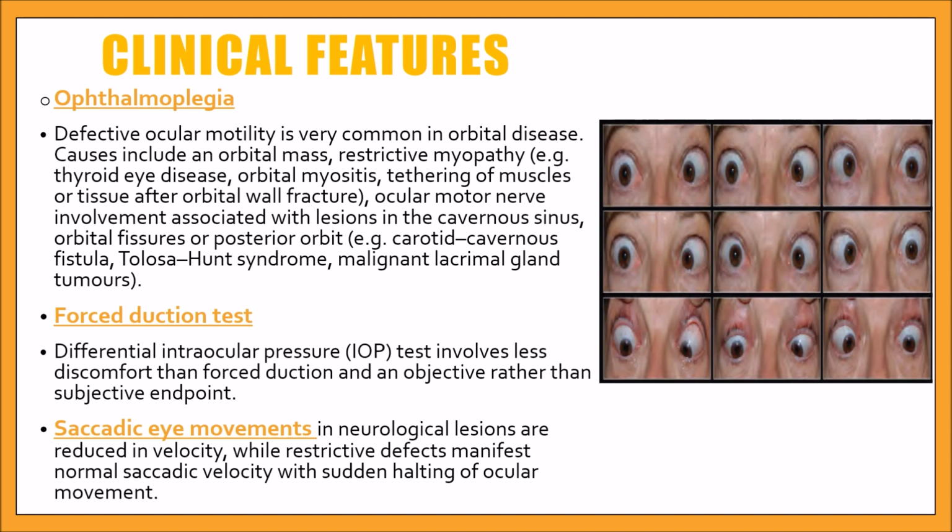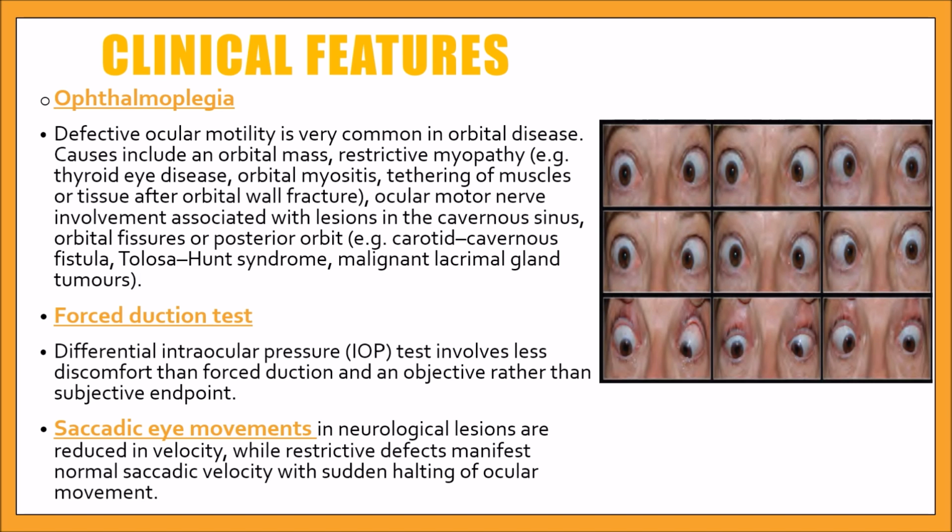The following tests may be used to differentiate a restrictive form from a neurological motility defect. The first is the forced duction test. Under topical anesthesia, the insertion of a muscle in the involved eye is grasped with forceps and the globe rotated in the direction of reduced motility. Checked movement of the globe indicates a restrictive problem. No resistance will be encountered with a neurological lesion.